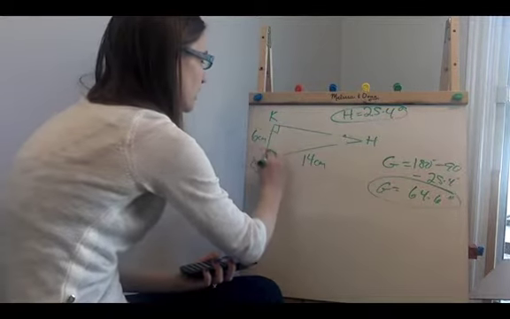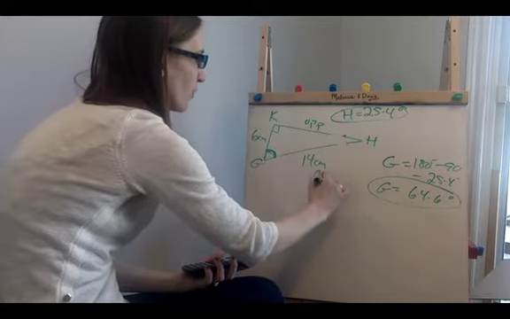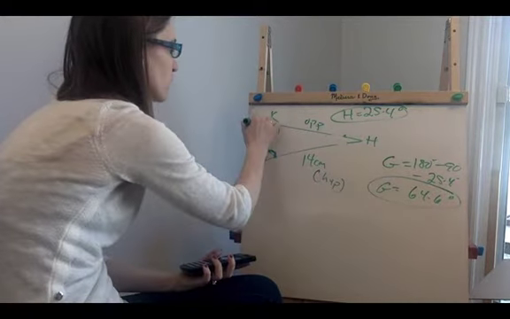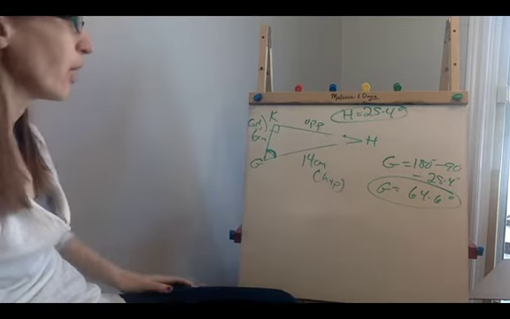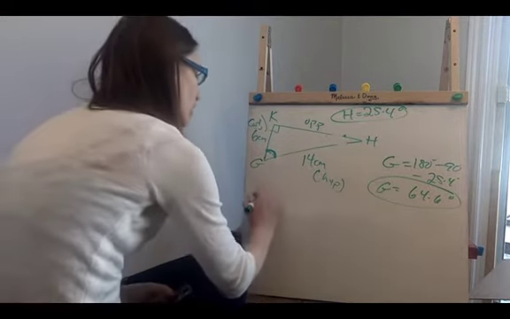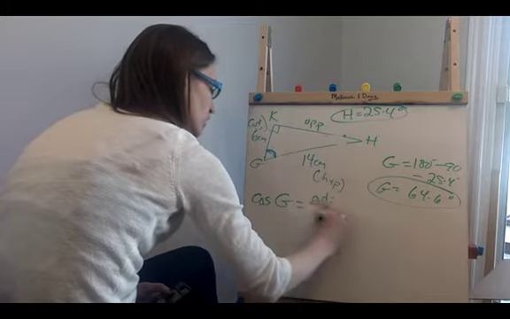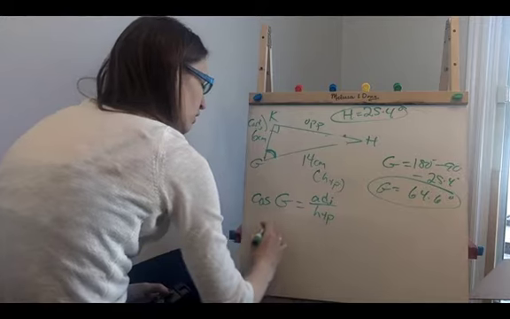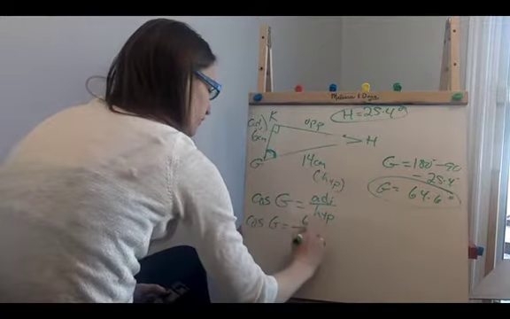Using angle G, this would be the opposite side length, this would still be the hypotenuse, and this would be the adjacent. Based on angle G, I have the adjacent and the hypotenuse, which would mean it would be a cosine ratio. So I'd be setting up cosine of angle G is adjacent over hypotenuse. So cosine of angle G is 6 divided by 14.